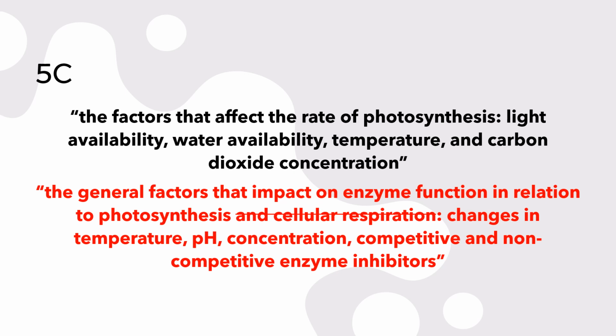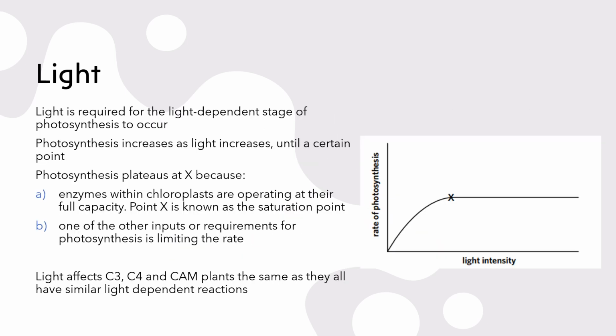So in 5C, what we're doing is we're looking at the factors that can affect the rate of photosynthesis, and in turn, we're also looking at the factors that can affect the enzymes that are used in photosynthesis as well. So the first one is light. Okay, so hopefully it's quite logical to understand how light might impact photosynthesis. Light is obviously required for the light-dependent stage. So if light increases, photosynthesis will increase, and if light decreases, photosynthesis will decrease.